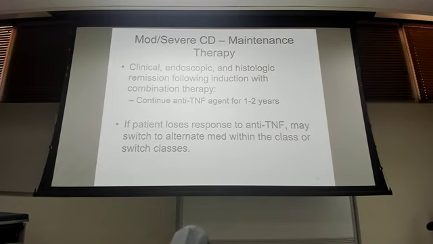So maintenance. That was induction for your moderate Crohn's, and now we're going to maintain it. We're going to basically look at just preventing relapse with maintenance. And how do we do it? They stay on immunomodulators or biologics, usually the anti-TNFs, 1 to 2 years for maintenance therapy, trying to prevent relapse. And if your patient stops responding to the anti-TNFs, we can switch to a different med in that same class, or we can switch classes between the two that we discussed on the last slide.